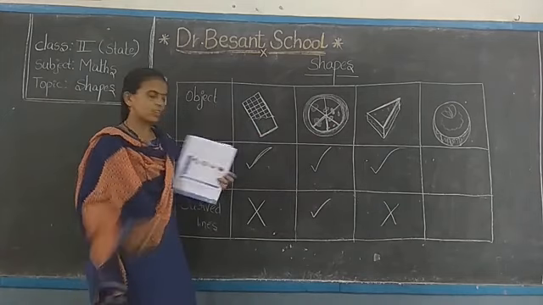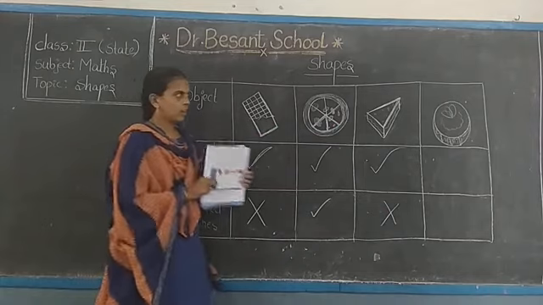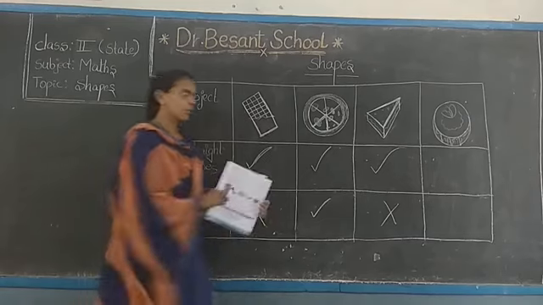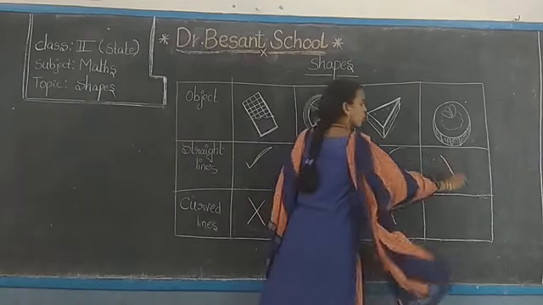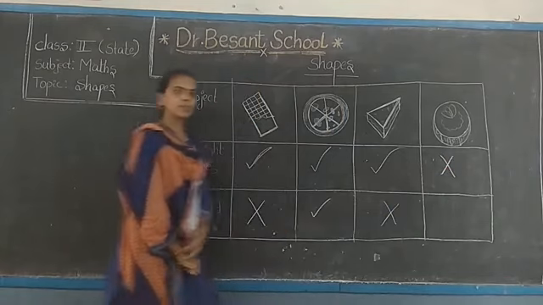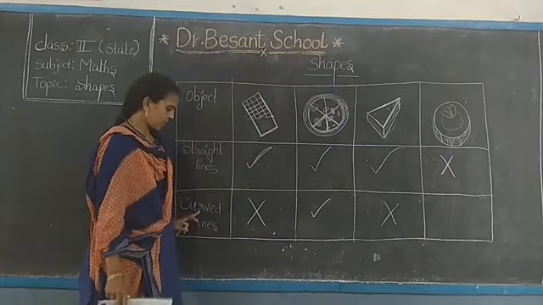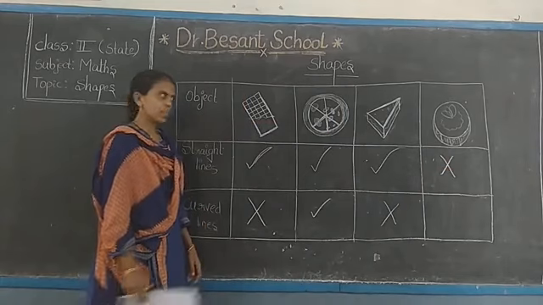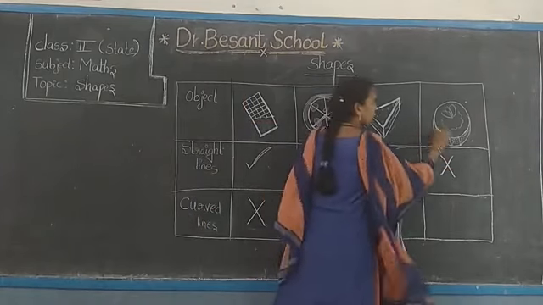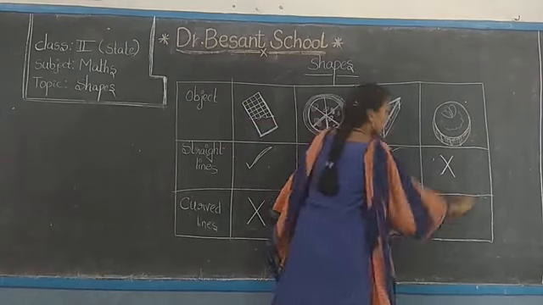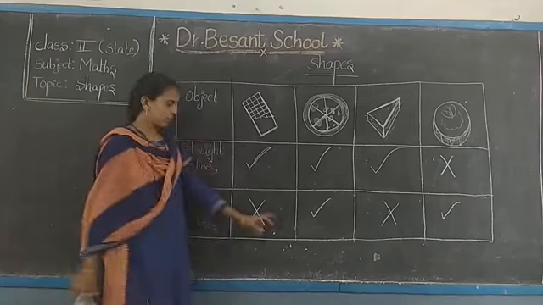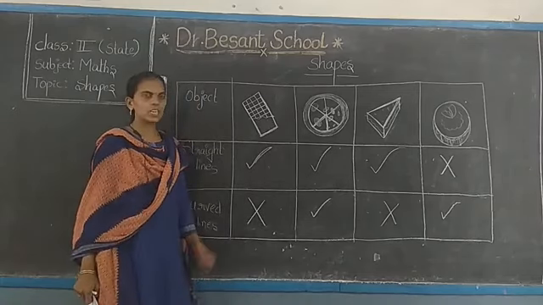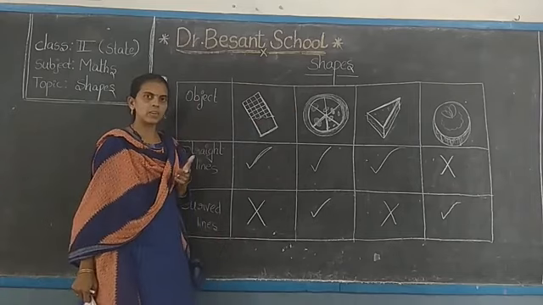And the last one is cake. Do you find any straight lines there? No. So put a cross mark in the straight lines column. Next one is curved lines. Do we find any curved lines in that? Yes. A cake is round in shape. Round means it's a curved shape. So put a tick mark near the curved lines below the cake. Okay, children, please copy in your textbook itself.